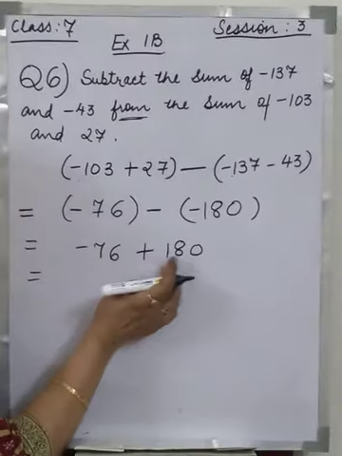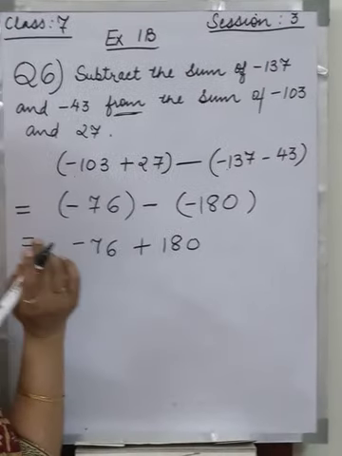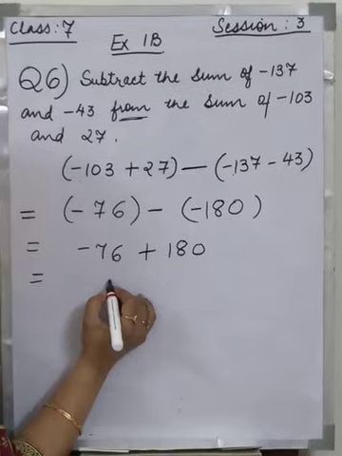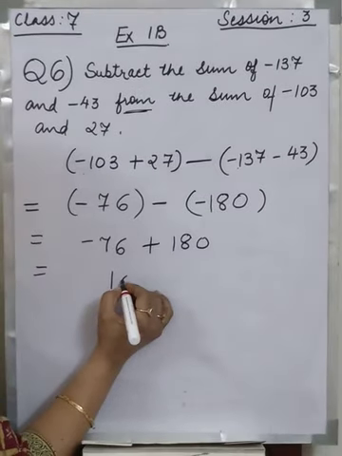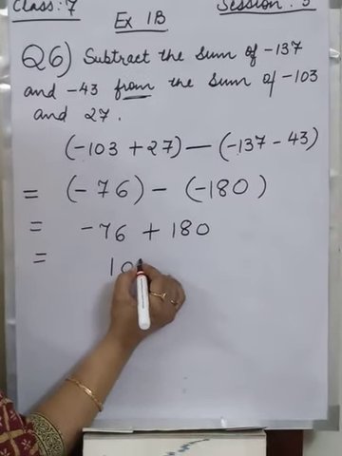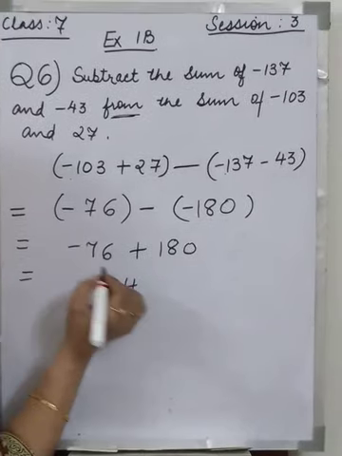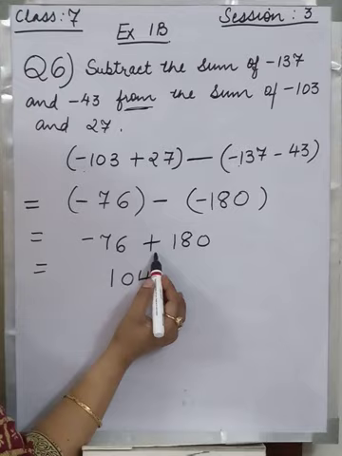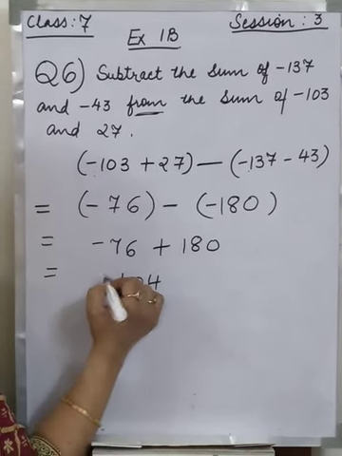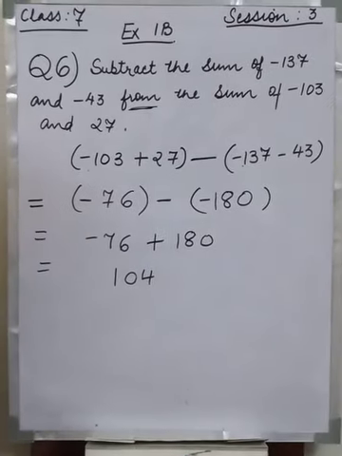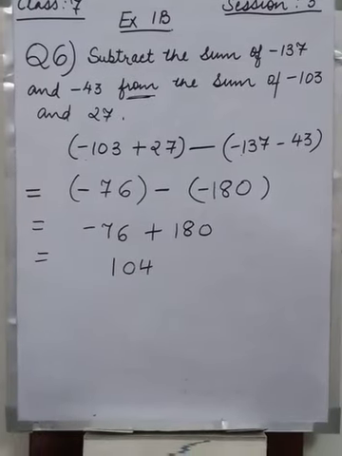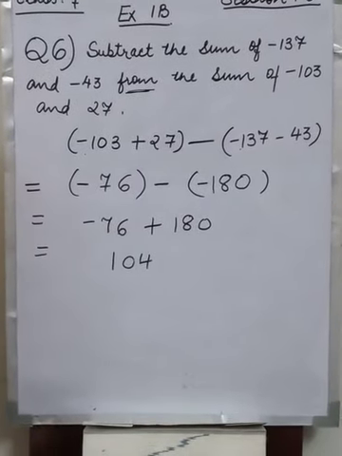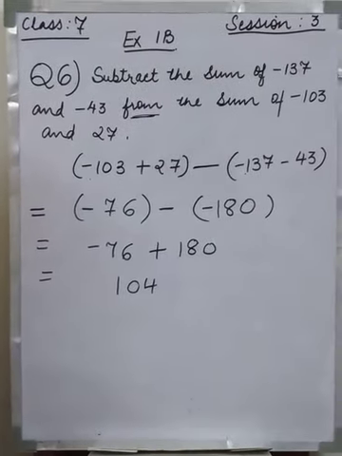Now minus 76 and 180 will give you 104. And which number has the greater sign? As 180 is the greater number, it has a positive sign, so I write the positive sign. Okay student, this is the way we solve the question. Or this is one of the ways of writing.